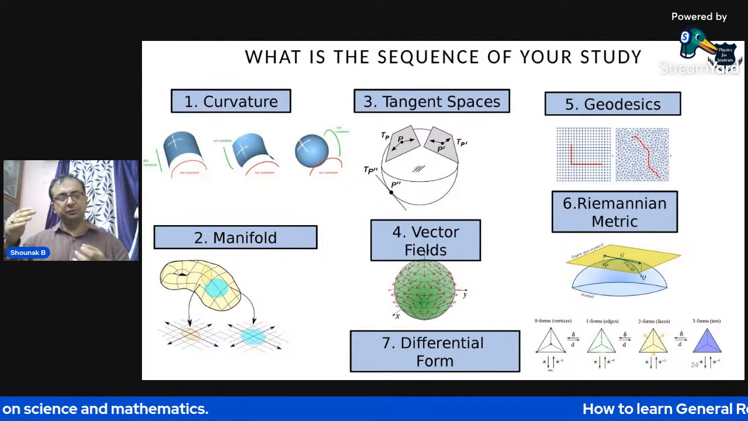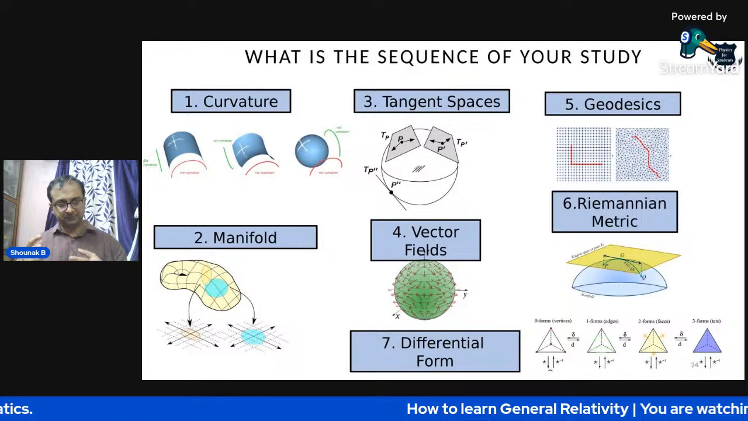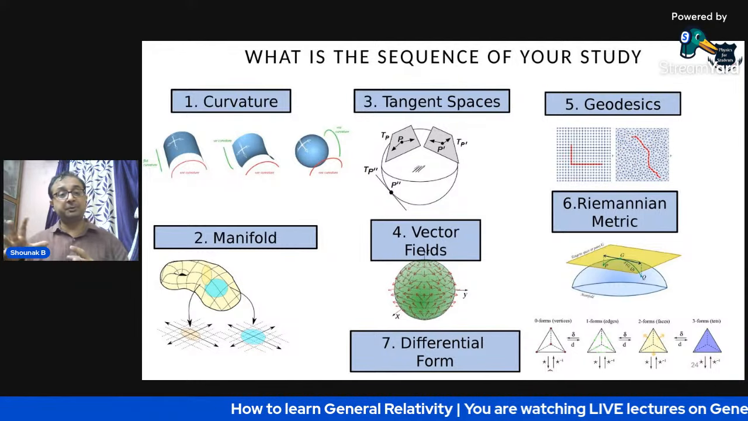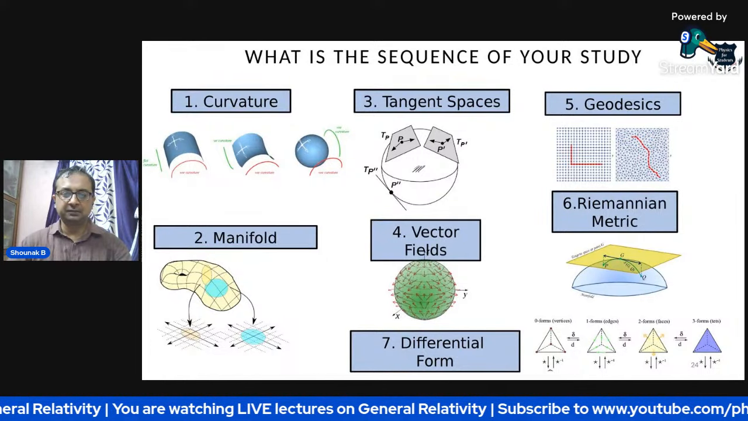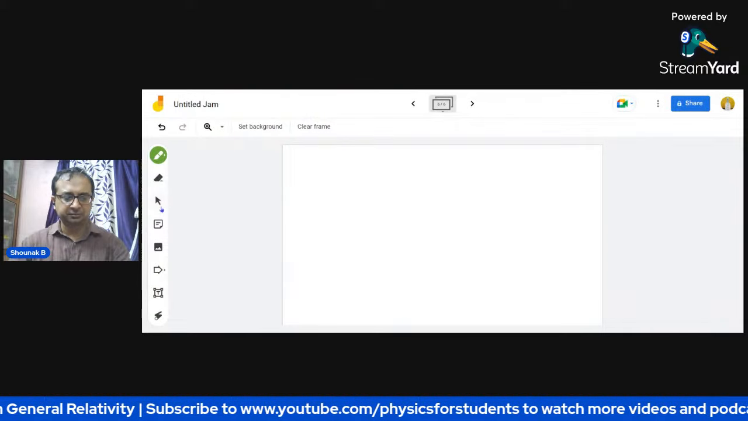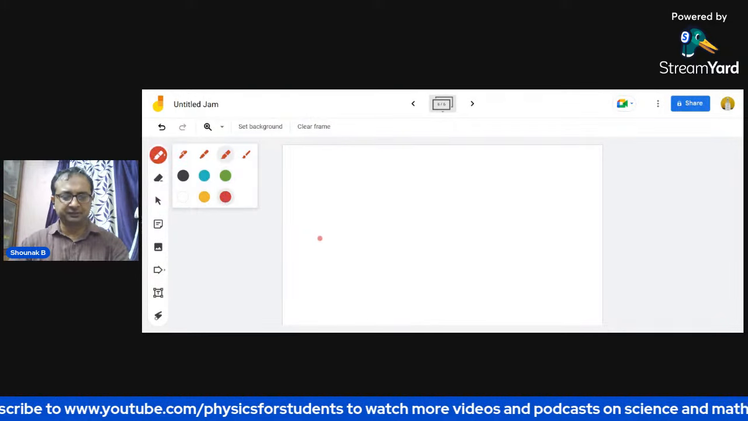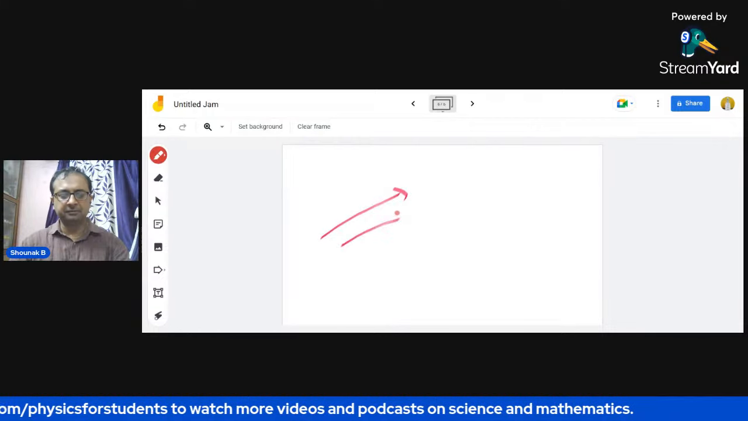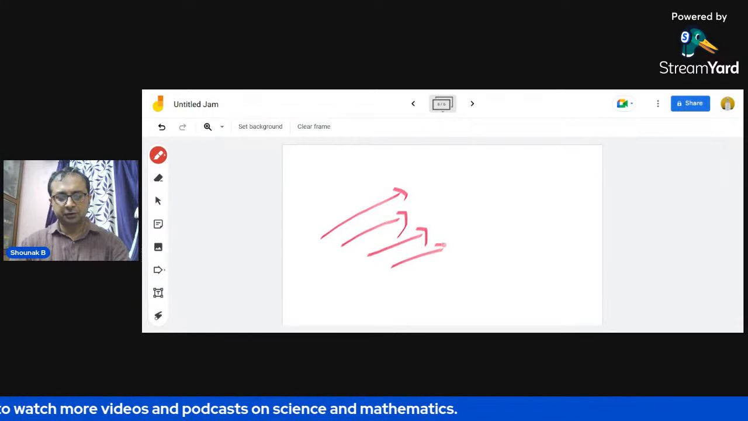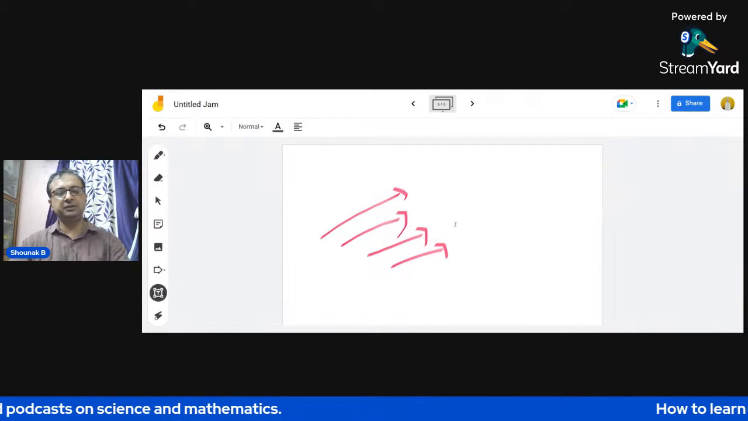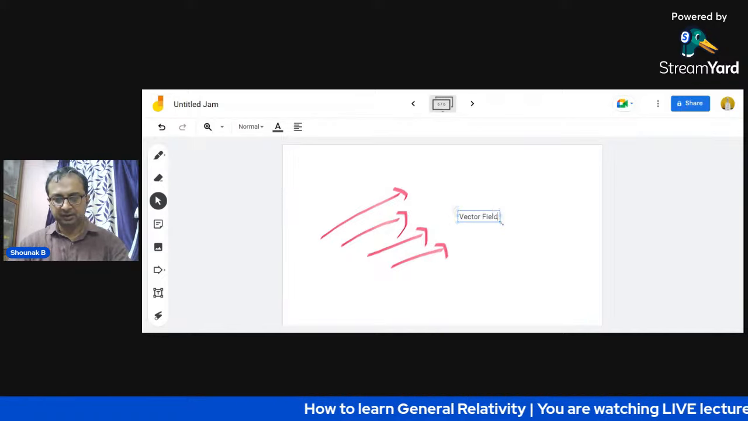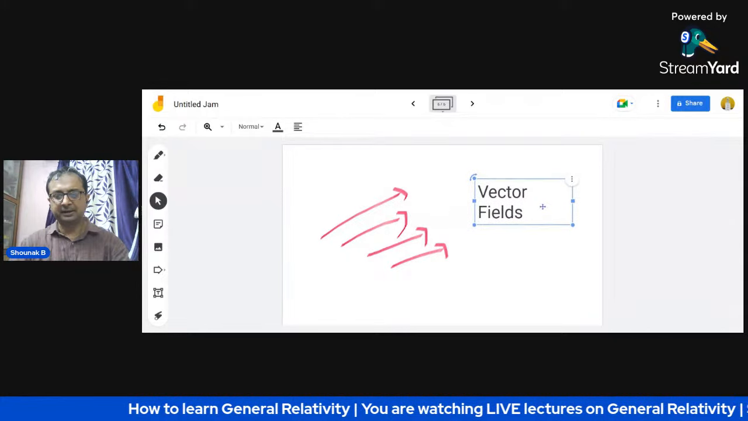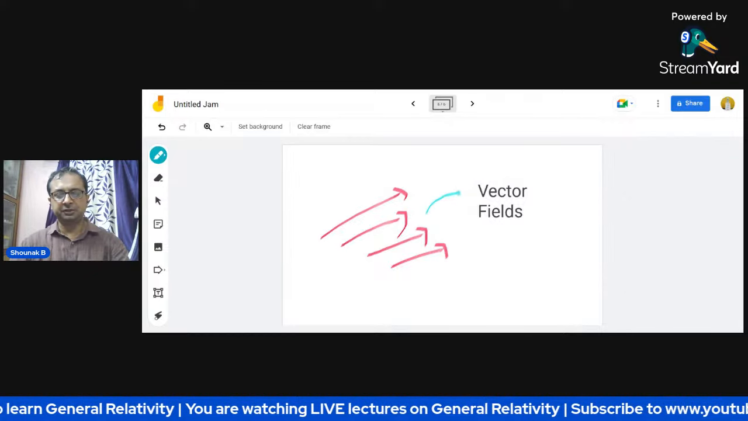From the geodesics, we move to the Riemannian metric. That is point number 6. I'm so sorry, it would be third. Then we come to vector fields. I missed that part: vector fields. Because tangent spaces, if I can just again use my Jamboard to show you. If I'm making the tangent spaces, I'm not taking up a specific vector space, but just taking a kind of tangent bundle, etc. So from here, automatically, the concept of vector field will emerge, because tangent spaces are themselves the concept of a bundle. So from here, you can automatically shift to vector fields.